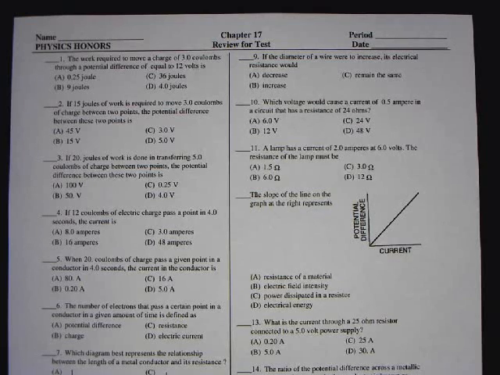Chapter 17 review for the test. We see we have 15 multiple choice questions here. Number 1, the work. When you're reading a problem, again, you want to pull out keywords.